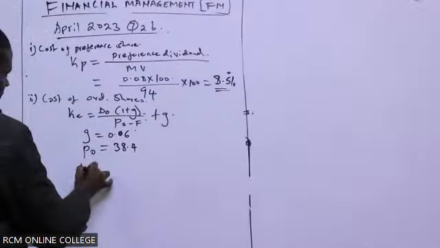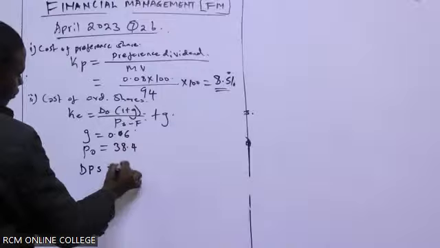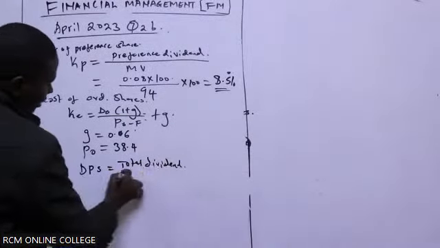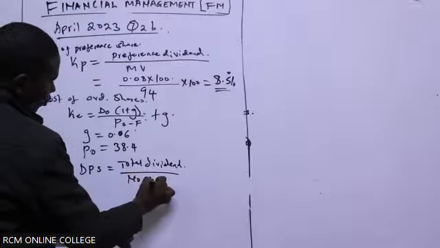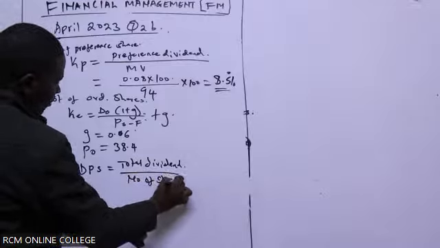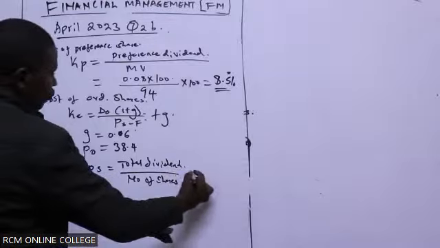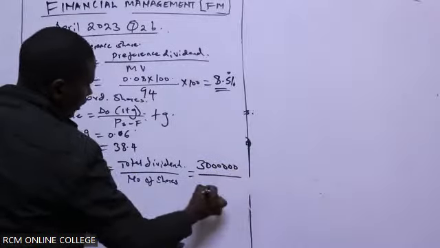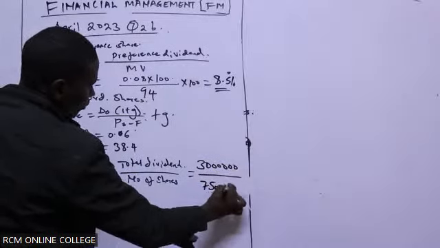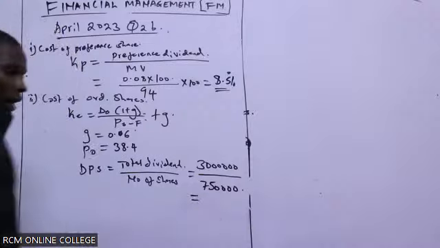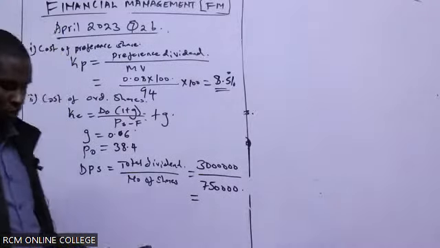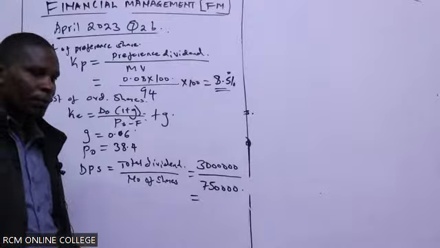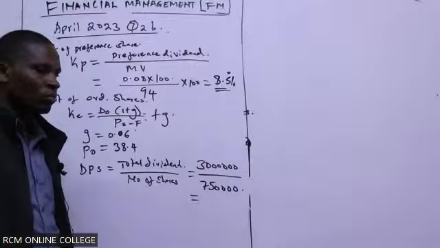So DPS is given by total dividend divided by number of shares. So this is another new formula that has emerged. With this, I have 3 million divided by the number of shares, which is 750,000, so that I get my DO. What is our DO? Once we get that, we shall be good to go.